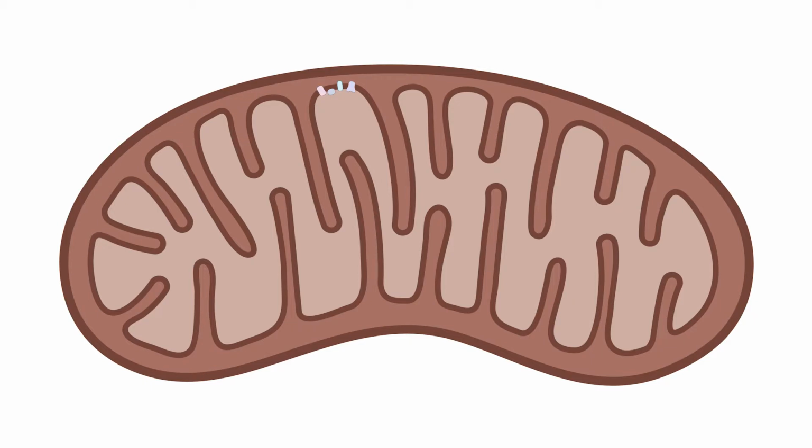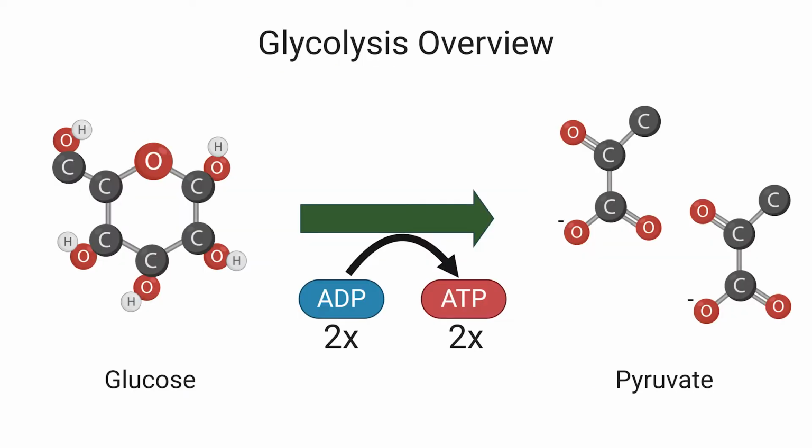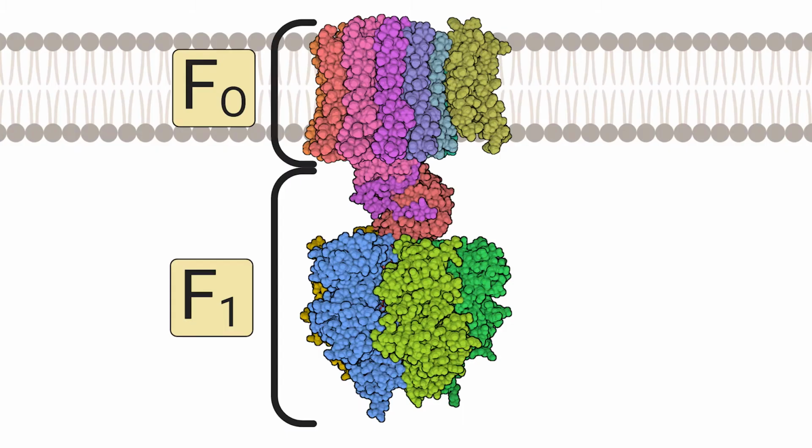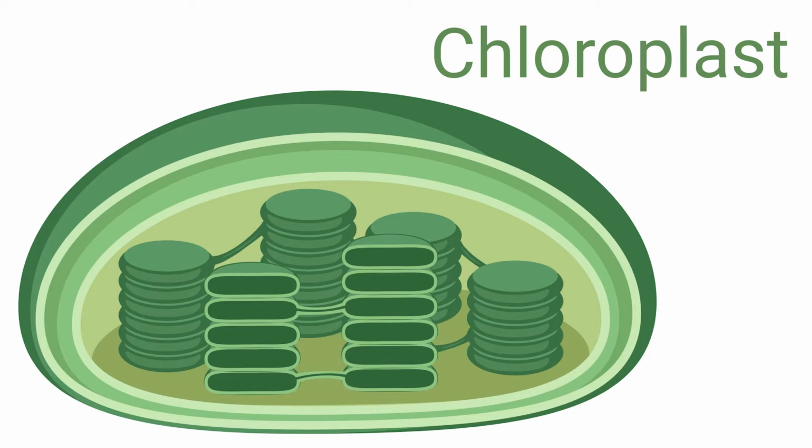Plants have mitochondria that produce cellular energy in the same ways that mitochondria in animal cells do. They can metabolize glucose and use the energy stored in those bonds to make ATP using an FO-F1 ATP synthase pump. However, plants also have chloroplasts.